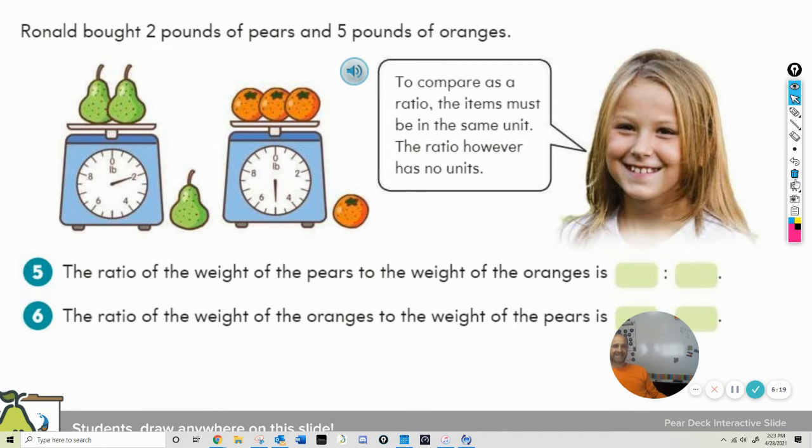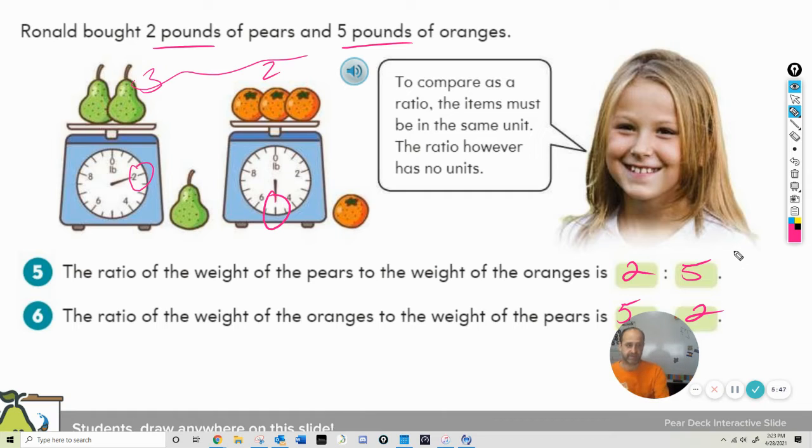Now, we are not comparing the number of pears to the number of oranges. So let's not do 3 pears to 2 oranges. That's not what we're doing. It's the poundage. The ratio of the weight of pears to the weight of oranges is 2 to 5. The ratio of the weight of oranges to the pears is 5 to 2. Okay?